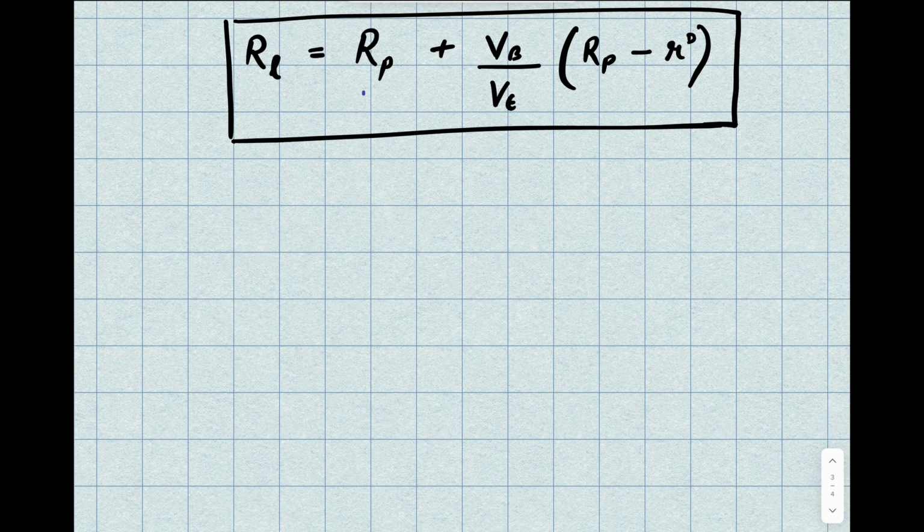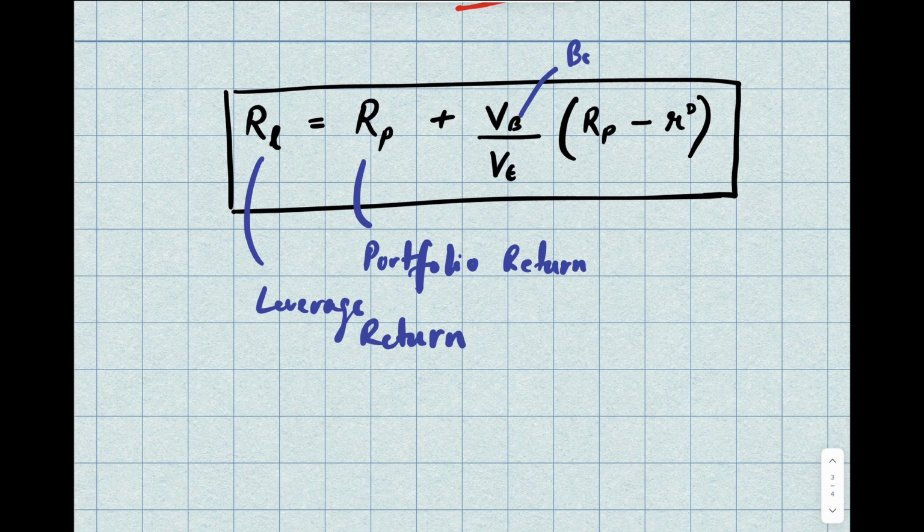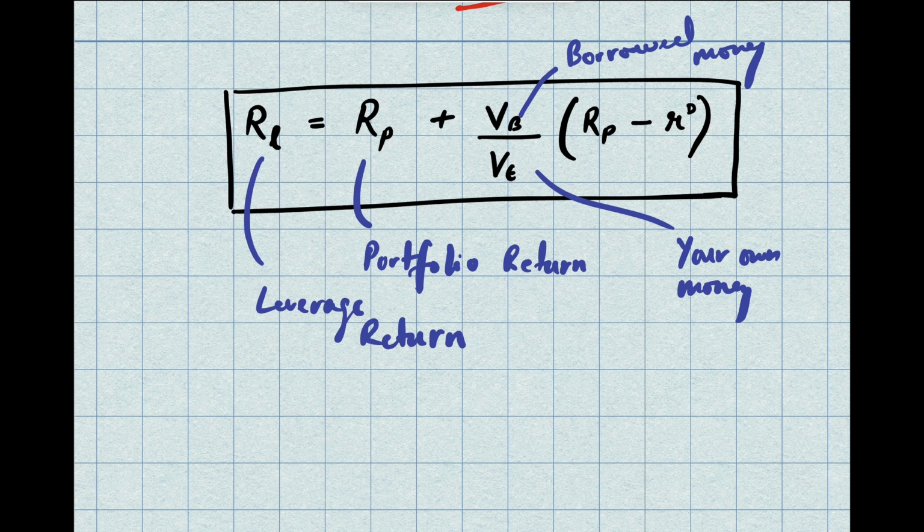So this is the portfolio return. Okay, and this is your leverage return, and this is your borrowed money, the amount of borrowed money. This is your own money, the actual amount invested. Again, portfolio, and this is the cost of borrowing. All right, so let's derive the formula.